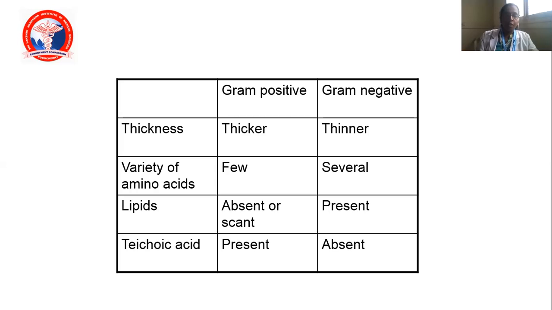cell wall. That is, thicker peptidoglycan in gram-positive, thinner peptidoglycan in gram-negative. But a variety of amino acids are seen in gram-negative, whereas few are seen in gram-positive. Lipids are absent in gram-positive, whereas they are present in gram-negative. And teichoic acid is present in gram-positive, whereas it is absent in gram-negative.